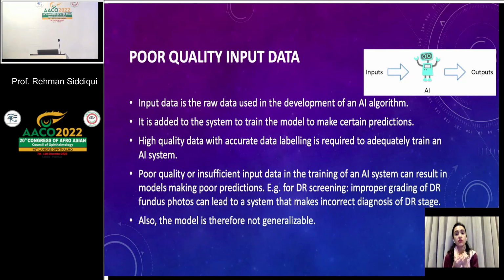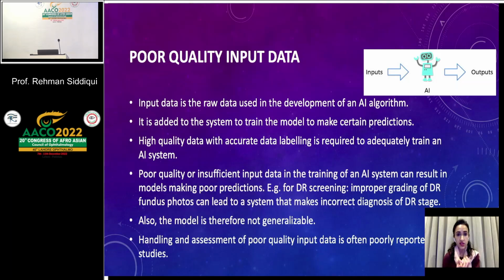And then if that happens, then the model is not generalizable. It won't be generalizable to different grades, different sets of diabetic retinopathy, in different settings, in different populations, etc. So this was one thing that we saw that a lot of studies missed out on.